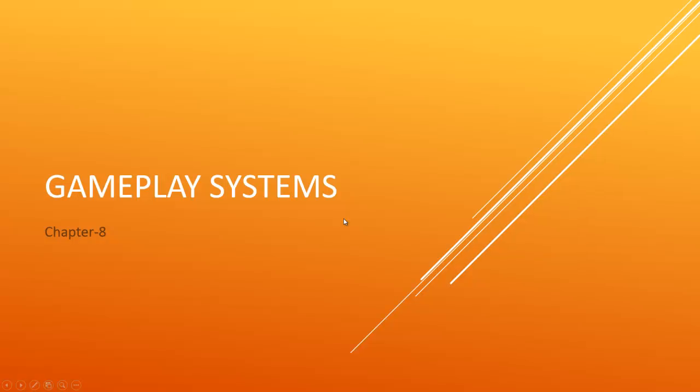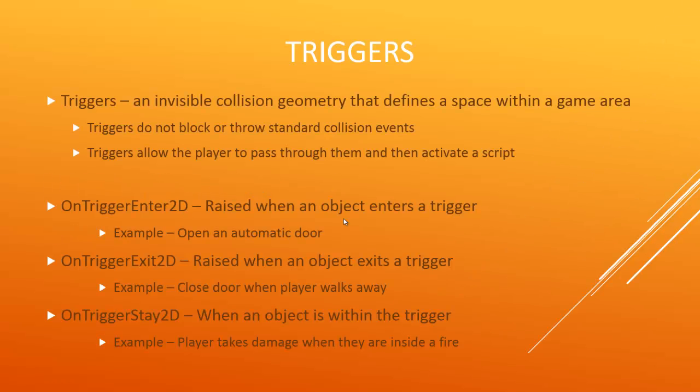Alright, with Chapter 8, we're going to work with triggers. A trigger is an invisible collision geometry that defines a space within a game. Triggers don't block or throw standard collision events. They allow the character to pass through them, and then they typically activate a script. If I create an empty game object, attach a collider to it, and set the collider to trigger, that's all it takes, and the user can go back and forth through it. It's invisible, nobody sees it in the game, and then I can attach a script to it. And then in the script, I can create the trigger.